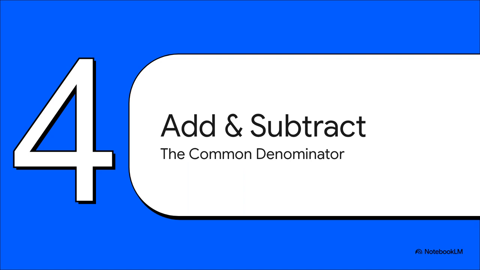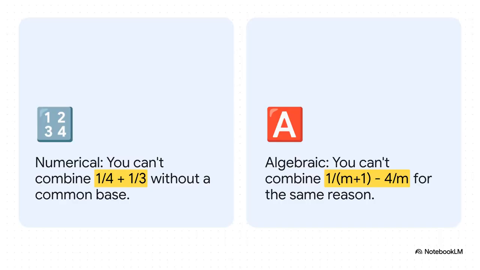Section 4, the common denominator quest. Okay, here we go. It's time for the final challenge, the boss level of algebraic fractions, adding and subtracting. This is where everything we've learned so far, factoring, simplifying, all of it, has to come together. So here's the absolute number one rule you have to remember. You cannot, I repeat, cannot add or subtract fractions unless their denominators are the same. Period.